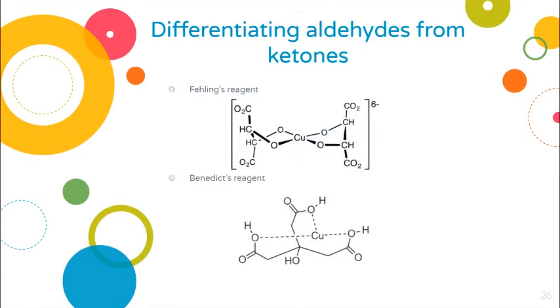Here are the reagents used in the Fehling's test and the Benedict's test. It can be seen that the central atom is copper, which is the reason why the byproduct that allows identification of the positive result is copper oxide for both tests.